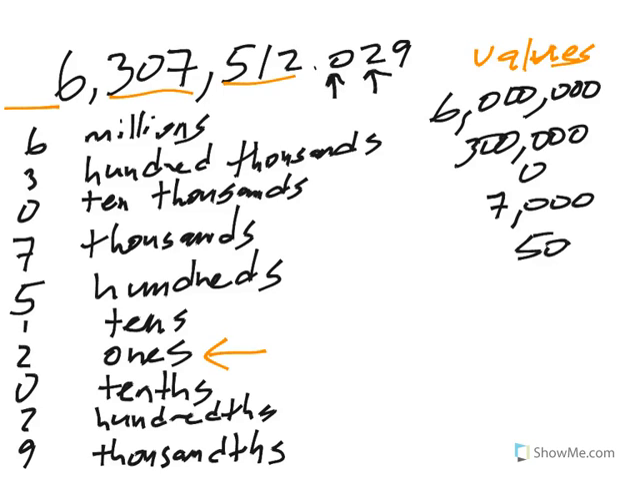500s is 500. 1 ten is 10. 2 ones is 2. No tenths, got nothing. 2 hundredths, it's like 2 pennies, 2 cents. There's 2 hundredths. And finally, 9 thousandths.